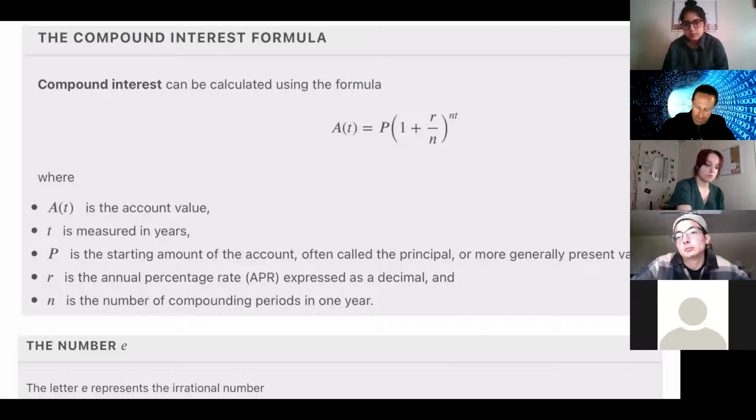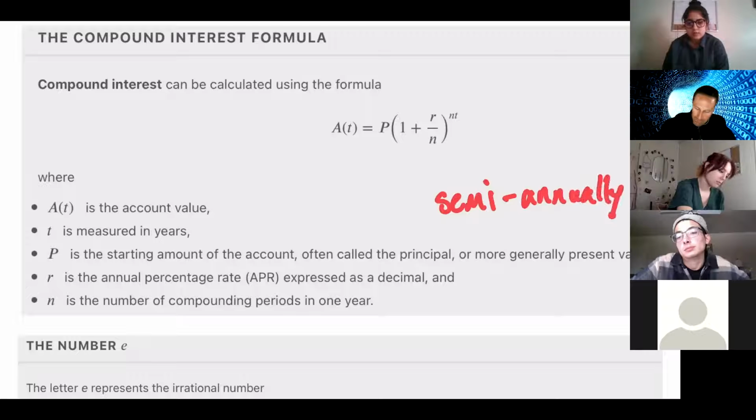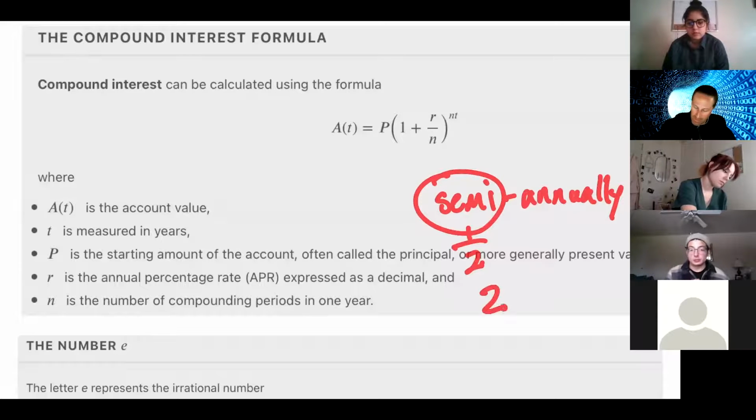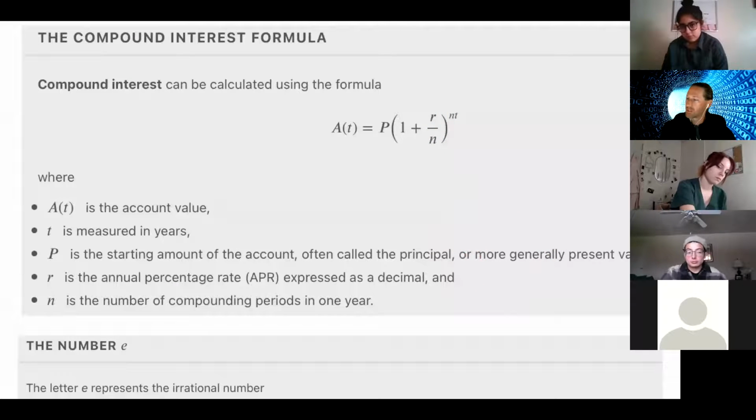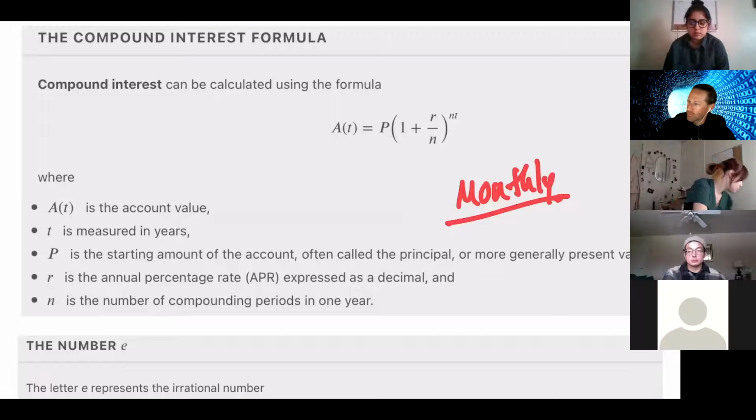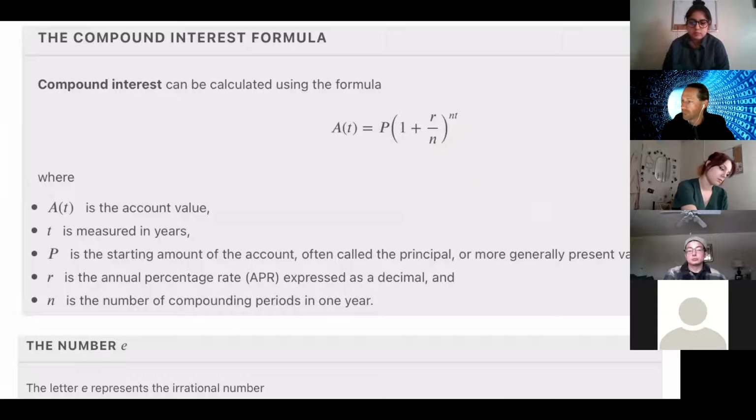All right? If it's semi-annually, what's a semicircle? Half a circle. So that means if it's semi-annually, you're going to do it twice per year, at the halfway point and then at the end. So your n would be 2. What is most interest paid or charged in? Monthly? Oh, yeah. That's right. Very good. Monthly. Which means what would our n be then? 12. That's right. Very good.